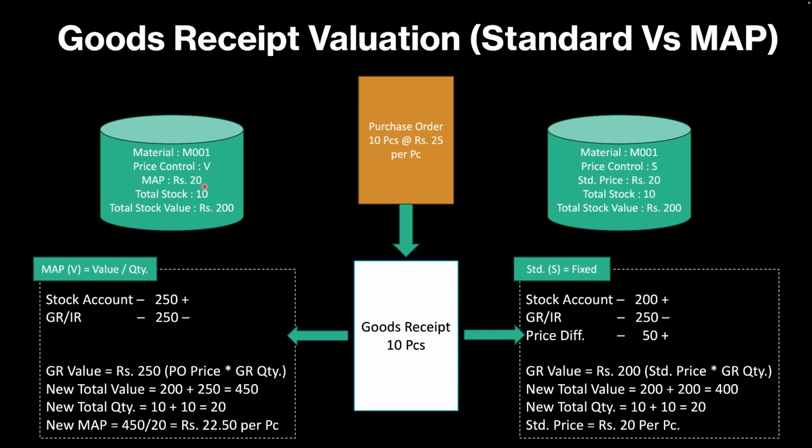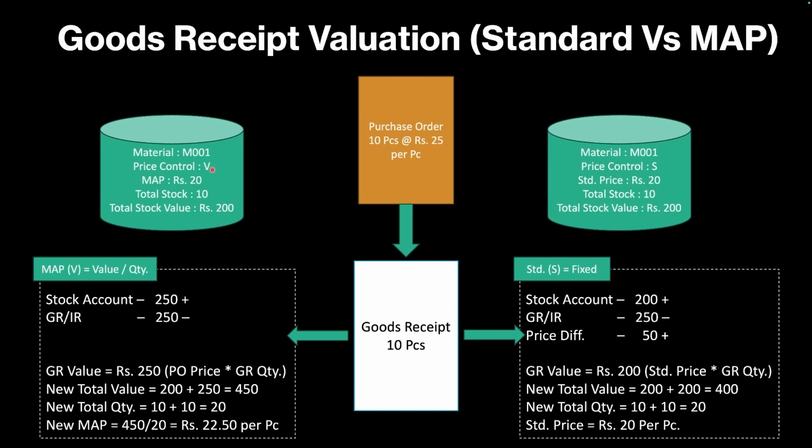You can see here you have a material with moving average price control. The moving average price in the material master is 20 rupees. The total stock is 10 quantity, so the total stock value is 200 rupees. Now you have a purchase order for 10 pieces at 25 rupees per piece. So you can see you have a per unit price which is different from what is maintained in the material master. And you do a goods receipt for 10 pieces.